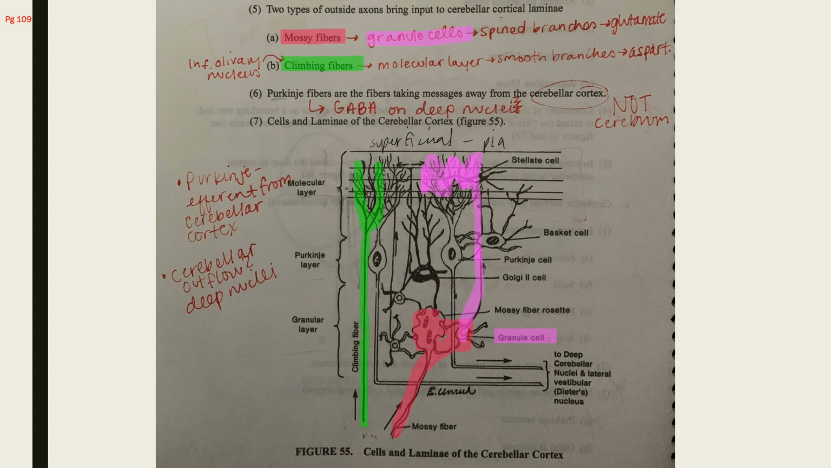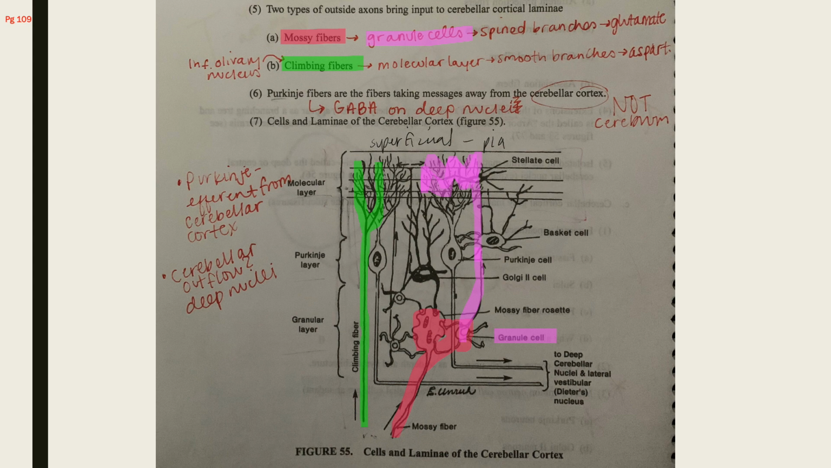So I'm going to start with, and I have it at the top highlighted in a darker pink, mossy fibers. If you look at the mossy fiber I've labeled, the mossy fiber goes to the granular layer. It's synapsing on the granule cell, and you need to know this. I have the granule cell in another type of pink. The granule cell is then going to go up to the molecular layer, and it's going to synapse on spined branches of Purkinje cells. So that's one way we get input to the cerebellar cortex.